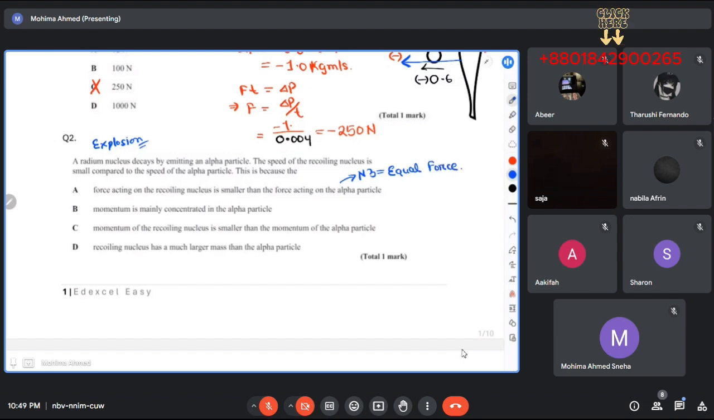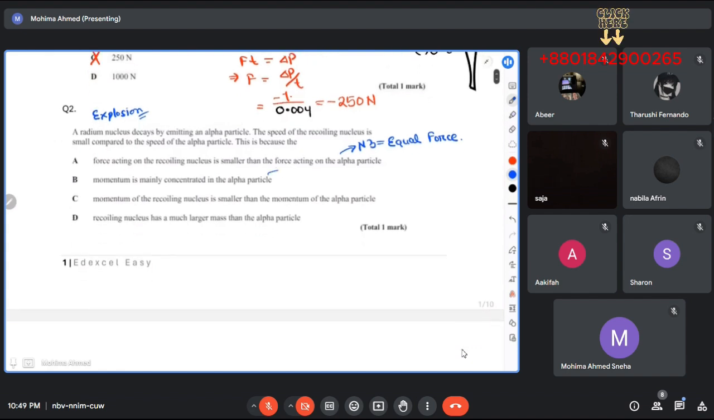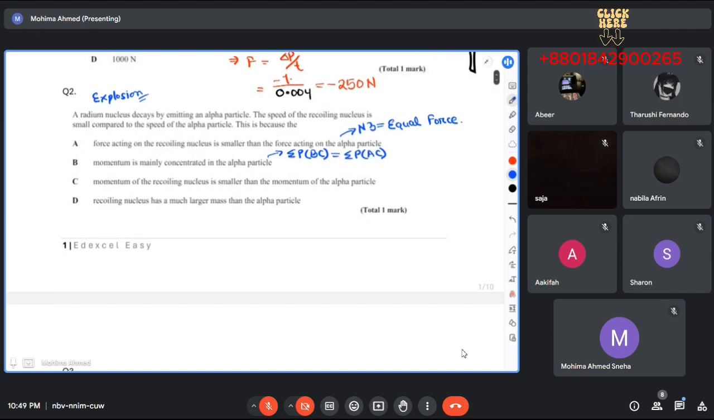Right. Then again, momentum is mainly concentrated in the alpha particle. This is again not correct, because the sum of momentum before collision should be equal to the sum of momentum after collision, including the momentum of the radium nucleus and alpha particle before and after the explosion. And the momentum of the recoiling nucleus is smaller than the momentum of the alpha particle. That is again not correct because the momentum before the explosion was actually zero.